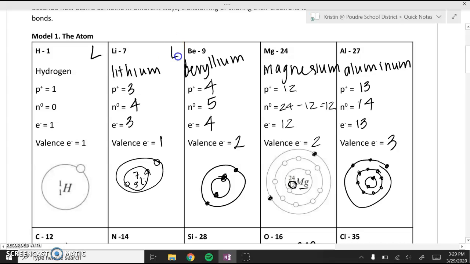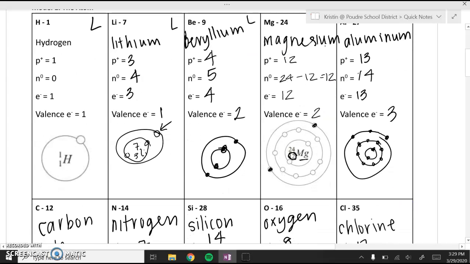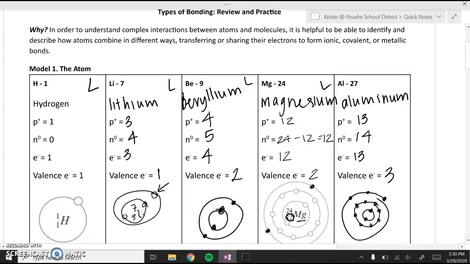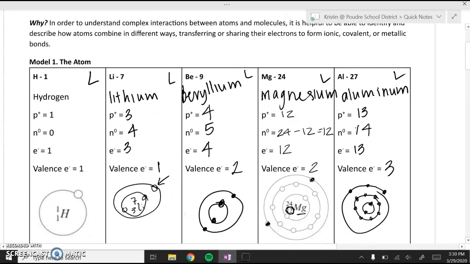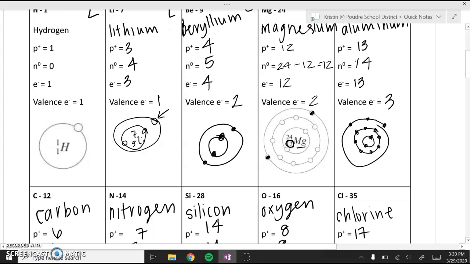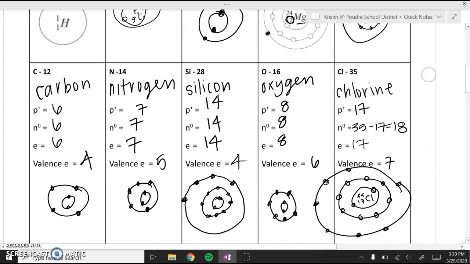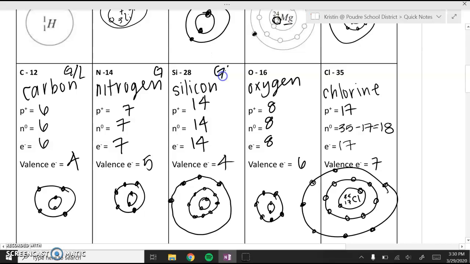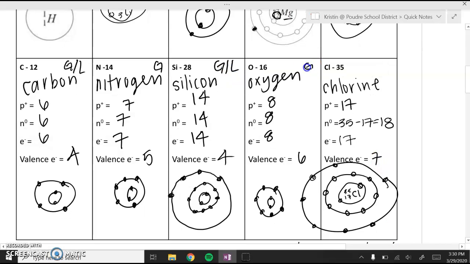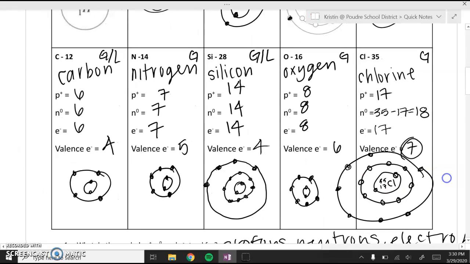Lithium wants to lose one. So you look at this little sad valence electron by itself. It wants to lose. Beryllium wants to lose. Magnesium only has 2 valence electrons, so it probably loses. Aluminum loses because it's easier to get rid of 3 than it is to gain 5 electrons. Carbon could go either way, so it could gain or lose because it's 4. Nitrogen probably gains because it's 5. Silicon, again, could gain or lose. Oxygen definitely gains. Chlorine also definitely gains because it's super close to 8 valence electrons.